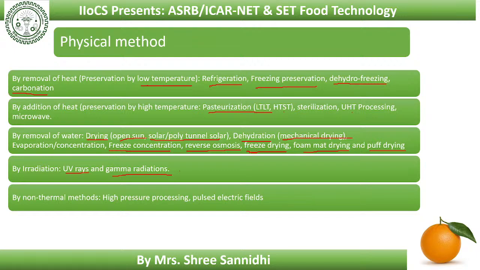Then the last type of physical method of food preservation is by non-thermal methods, that is using high pressure processing or pulsed electric fields. So in high pressure processing, the food is kept in a chamber, and then high hydraulic pressure is given to the food. Due to the pressure, the microorganisms inside the food will break out and they will be killed. So this is the HPP or high pressure processing method.